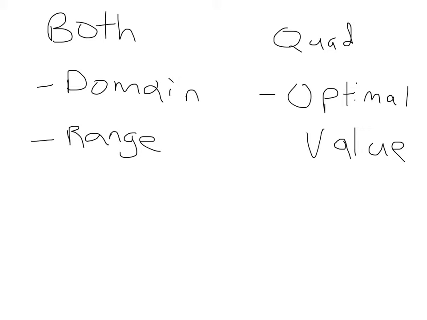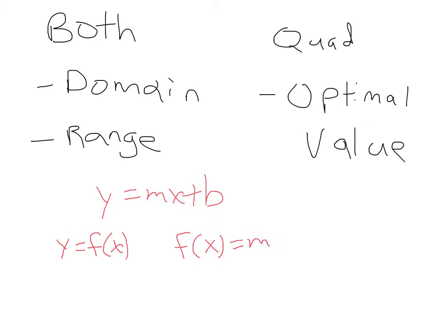If you think of a linear equation as y is equal to mx plus b, then the function just says that y is a function of x. So if we were to rewrite this, f of x as equal to mx plus b, you've now changed the linear equation to a linear function. Everything else stays the same.